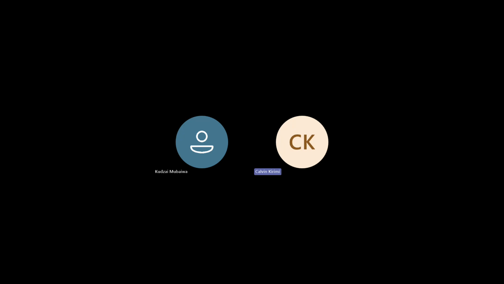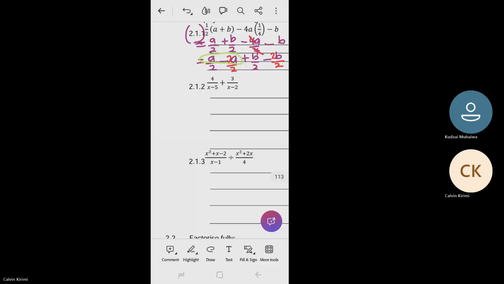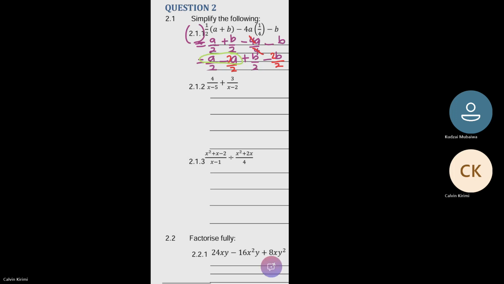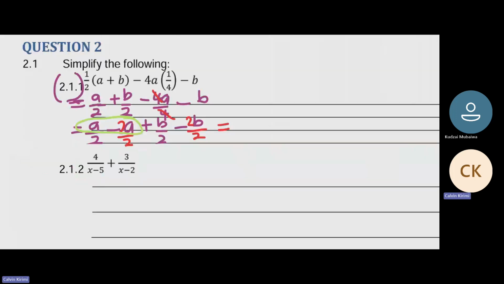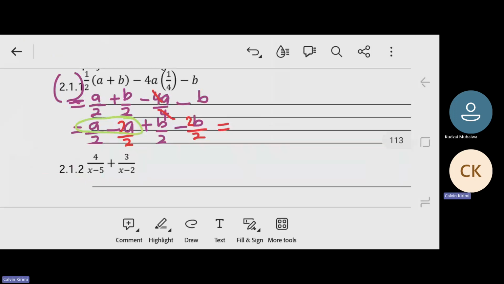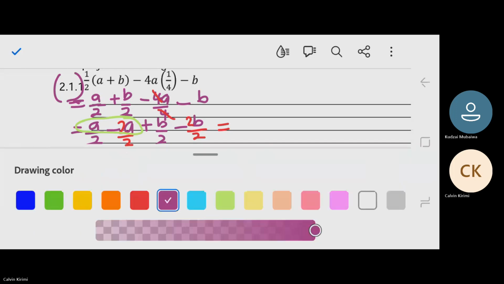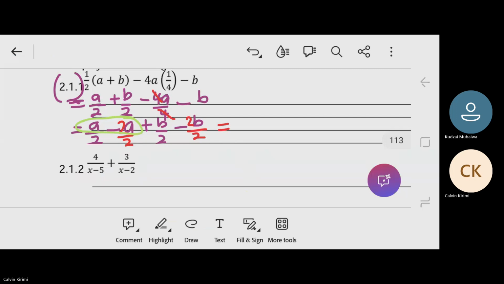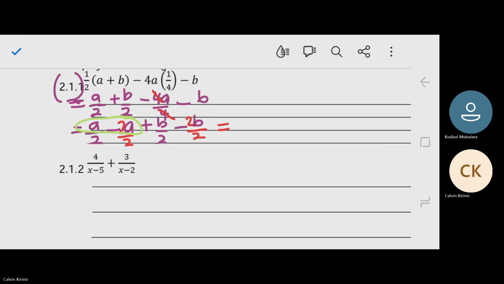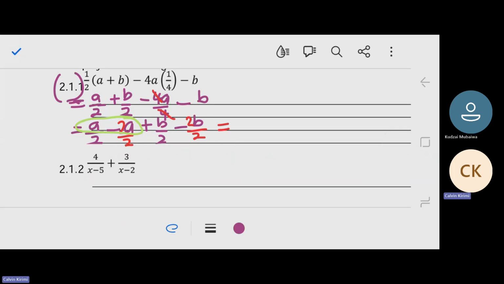You must be able to pick those things. So A minus 2A, the one highlighted in green, is negative A. So we write negative A.